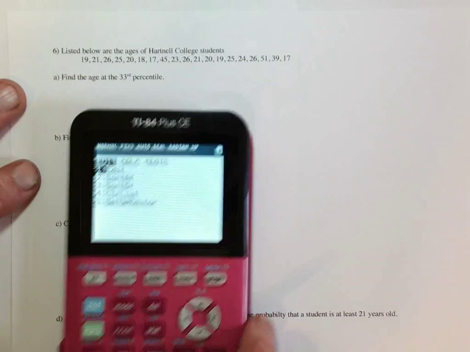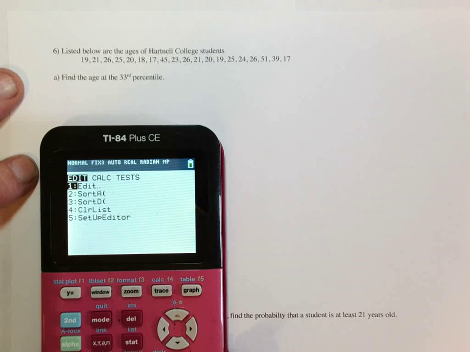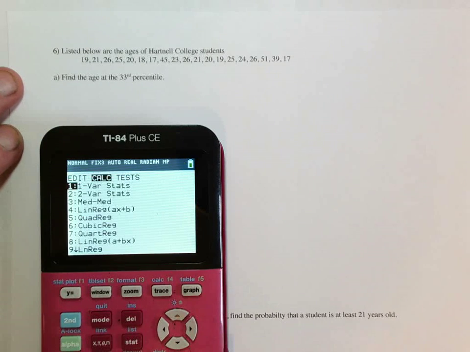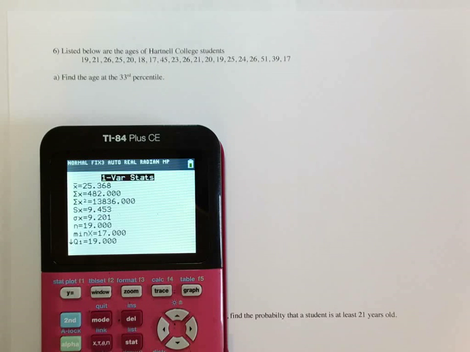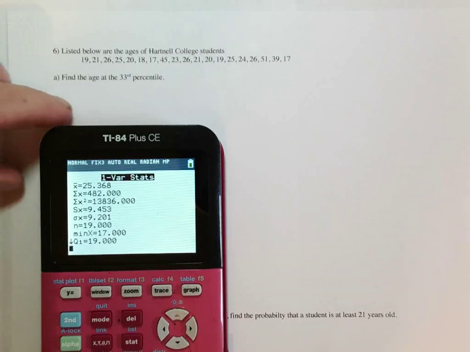Okay, find what? Find the age of the person at the 33rd percentile. So for one thing, I need to know how many people there are. And I'm probably going to need to know the mean and standard deviation at some point, so I might as well find that. There are 19 people in this list.